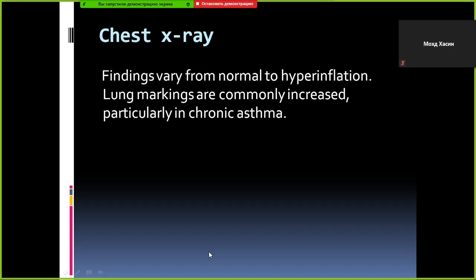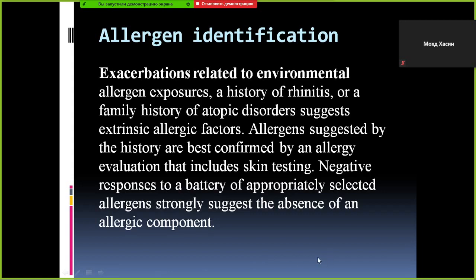So what else may we need for diagnosing bronchial asthma? Maybe a chest X-ray. Findings in case of bronchial asthma vary from normal to hyperinflation during an attack. Lung markings are commonly increased, particularly in chronic asthma. We also need allergen identification because bronchial asthma is an allergic inflammation, an allergic disease. Allergens are suggested by the medical history of our patient, but they must be confirmed by an allergy evaluation that includes skin testing, for example.